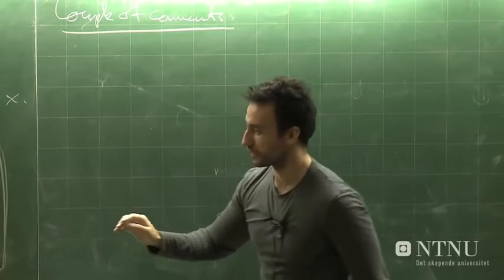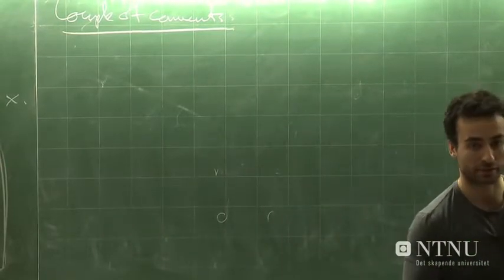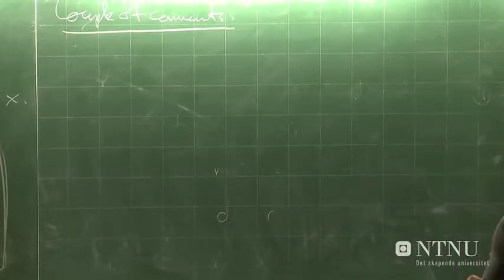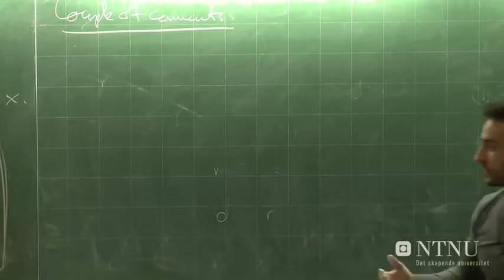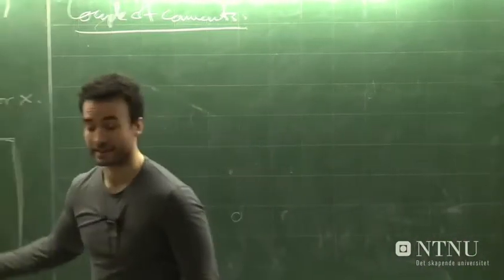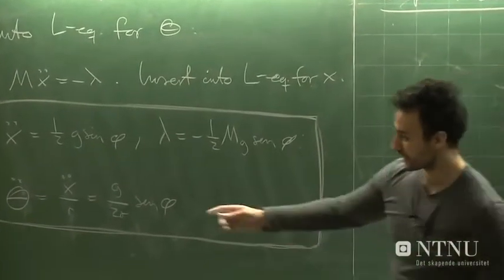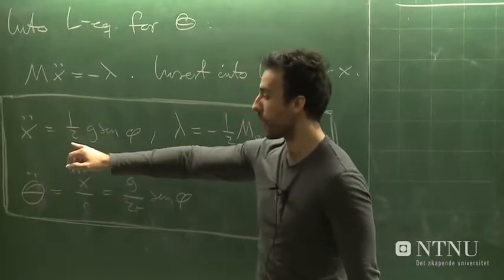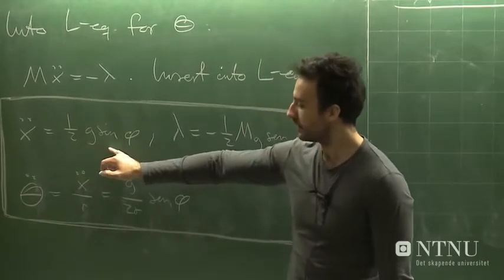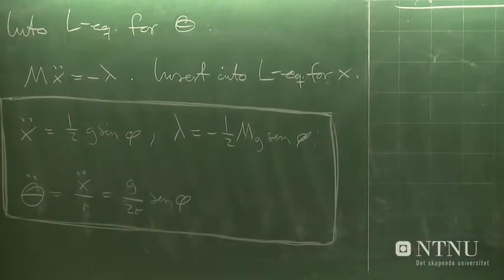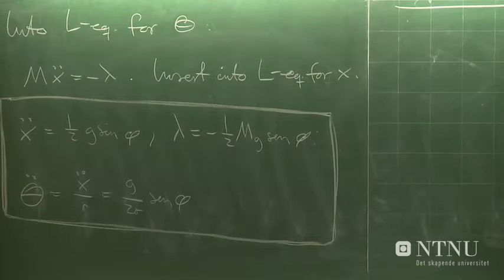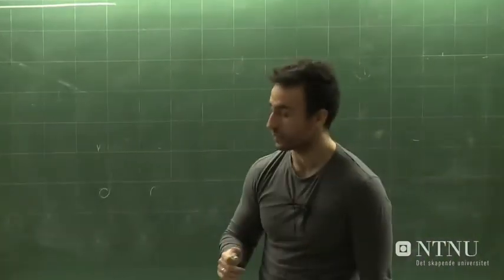So just a couple of comments, because once you obtain a result in physics, you should check the mathematical structure of the result and see if it makes sense physically as well. So we see, for instance, that the acceleration here should be 1/2 of the component of the gravitational acceleration along the plane. We have neglected friction.